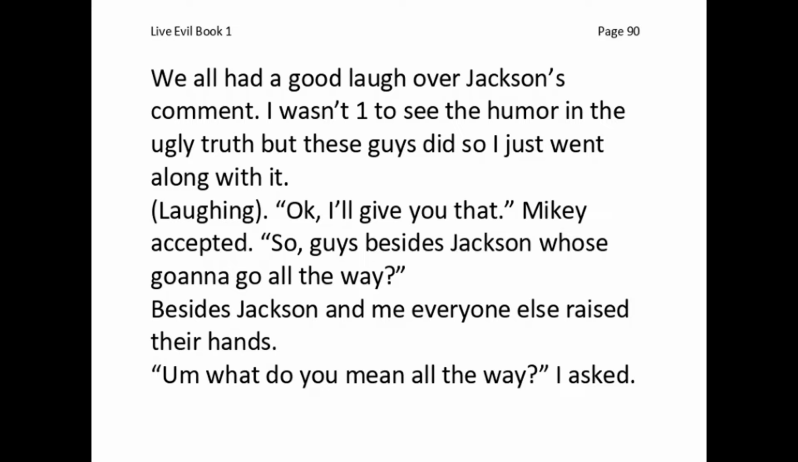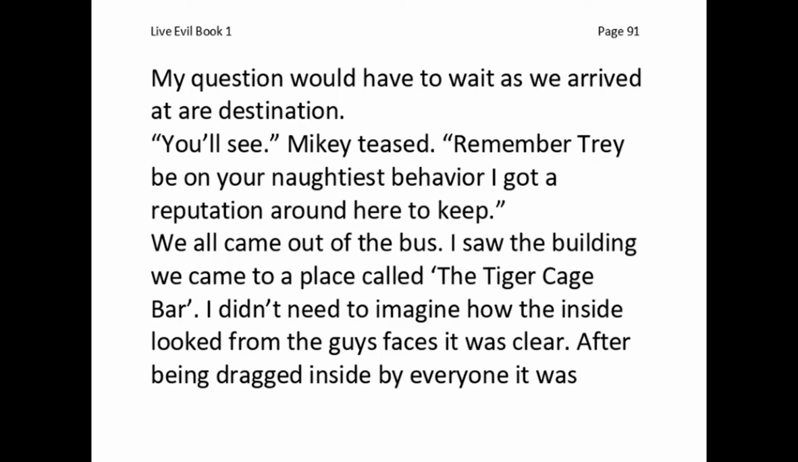"What do you mean all the way?" I asked. My question would have to wait as we arrived at our destination. "You'll see," Mikey teased. "Remember Trey, be on your naughtiest behavior, I got a reputation around here to keep." We all came out of the bus.